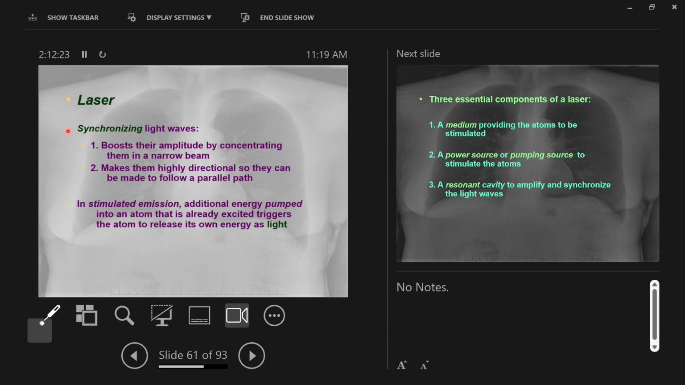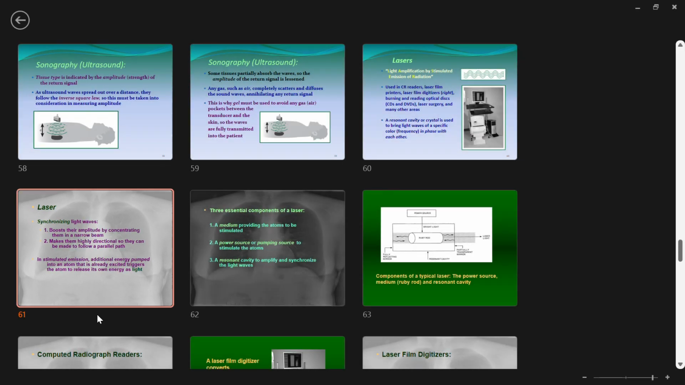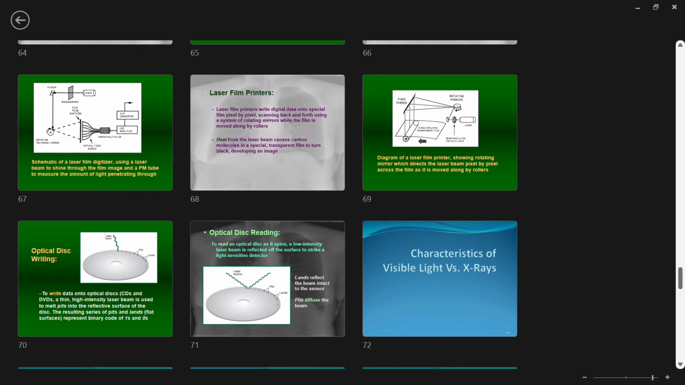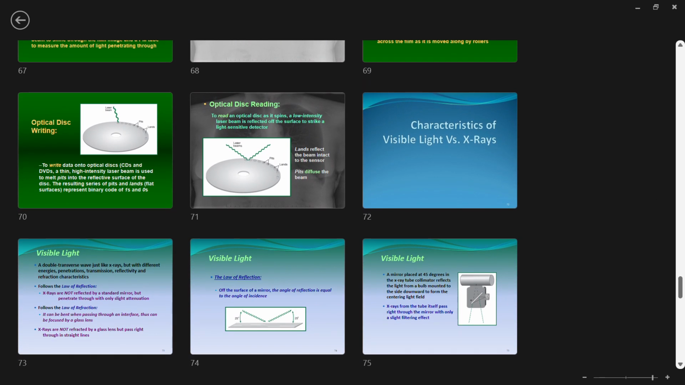So lasers synchronize light waves, boosting their amplitude by concentrating them into a narrow beam, making them highly directional, so that they can be made to follow a parallel path. The light waves travel out all in one direction. Okay, I don't want to say too much more about lasers right now. Let's do the next topic.